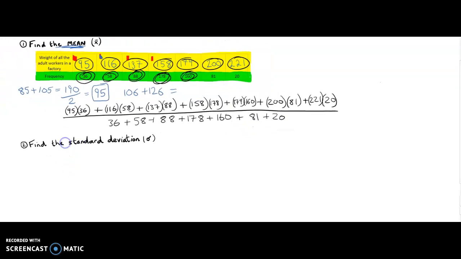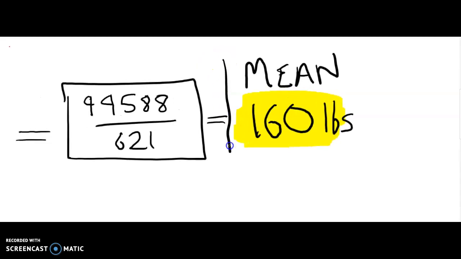And you would type that all into the calculator, and you would get, as the mean, 99,588 over 621, which if we type it into the calculator gives us a mean of 160 pounds. Okay, so that's the average weight. Now I did a small bit of rounding there on the mean. It was 160.367 and so on. But let's call this the mean. So that's the average weight of somebody working in that factory.